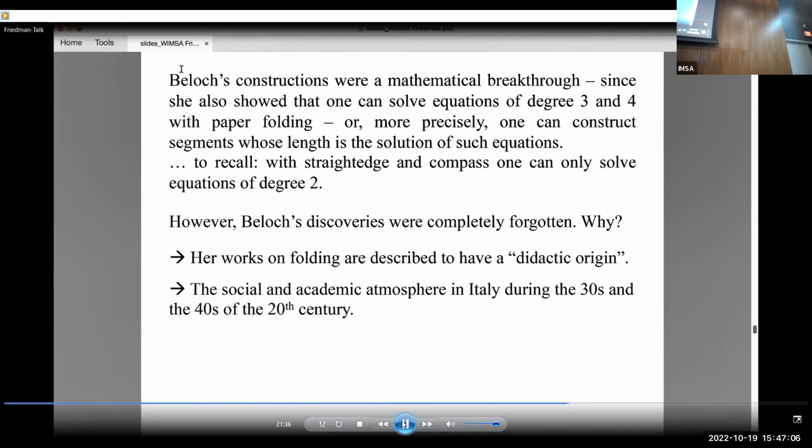In that sense, Beloch's discovery came too late concerning the mathematical research with respect to construction of segments, but also ahead of her time, as the mathematical interest regarding folding only became well known starting from the 80s of the 20th century.